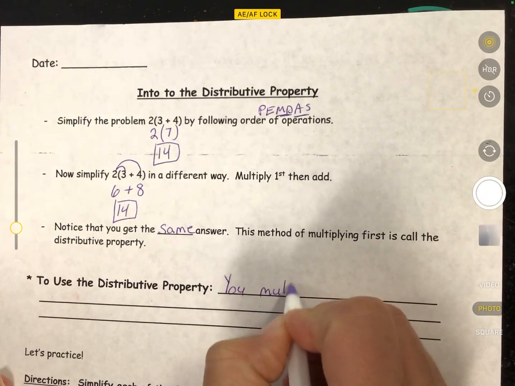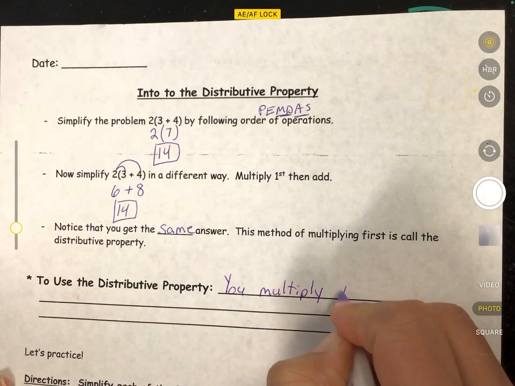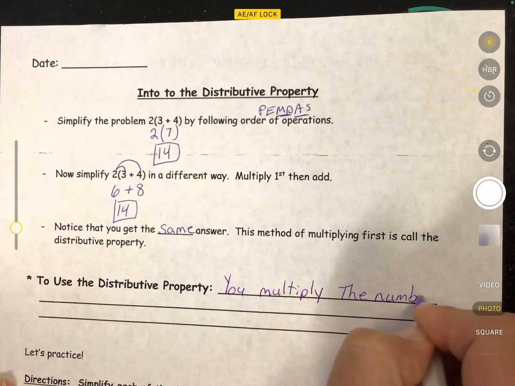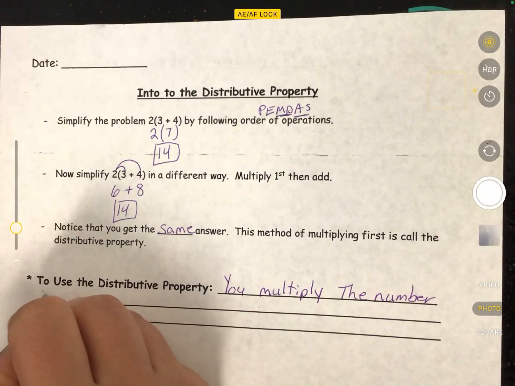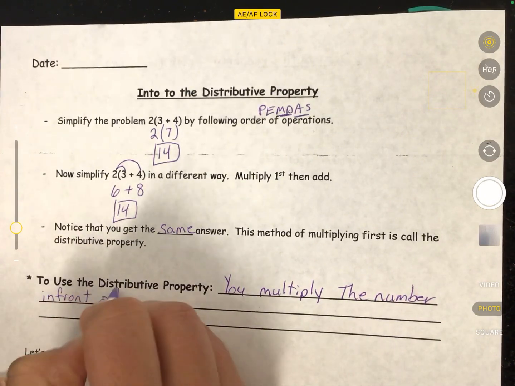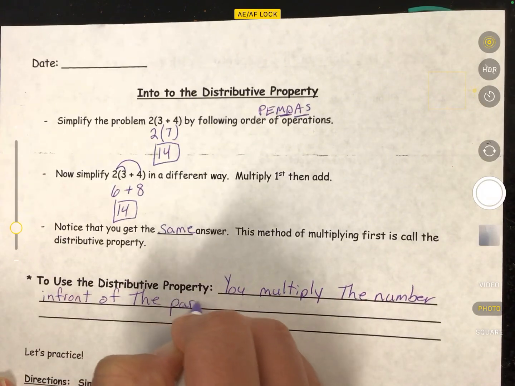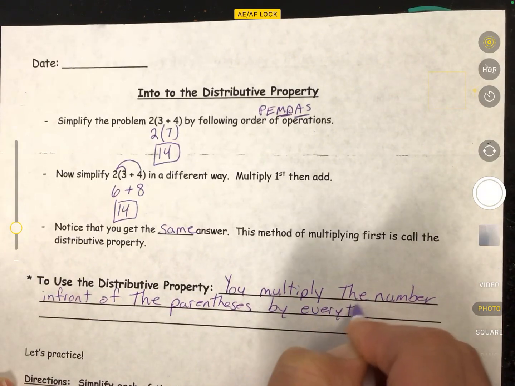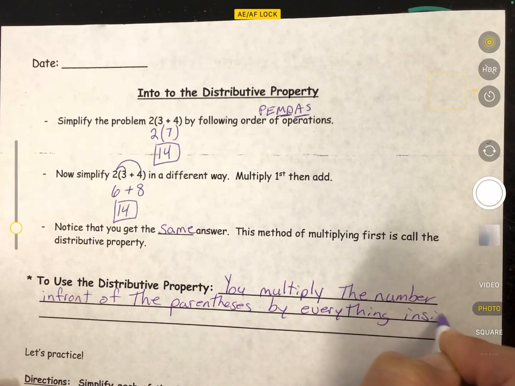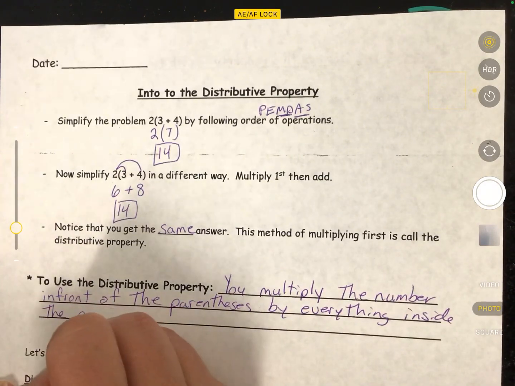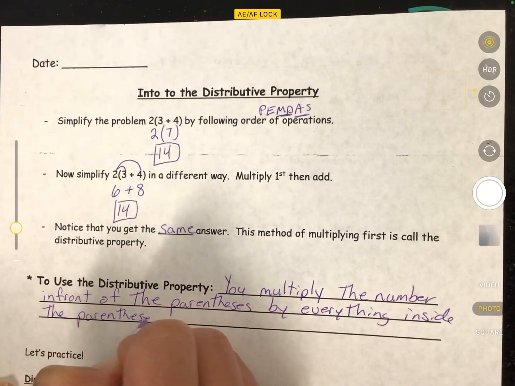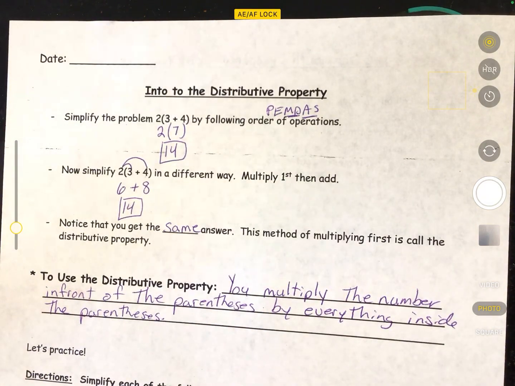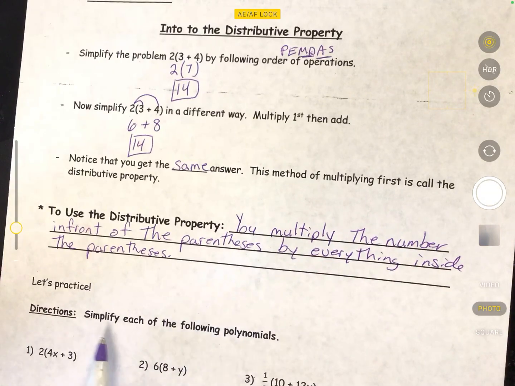To use the distributive property, you multiply the number in front of the parentheses by everything inside the parentheses. That is your distributive property. Multiply the number in front of your parentheses by everything inside your parentheses. We are going to practice this.